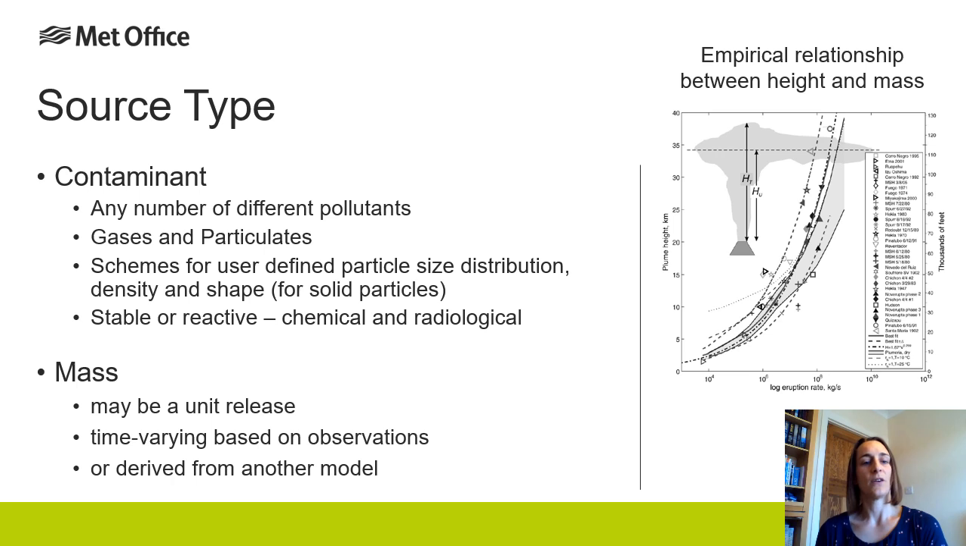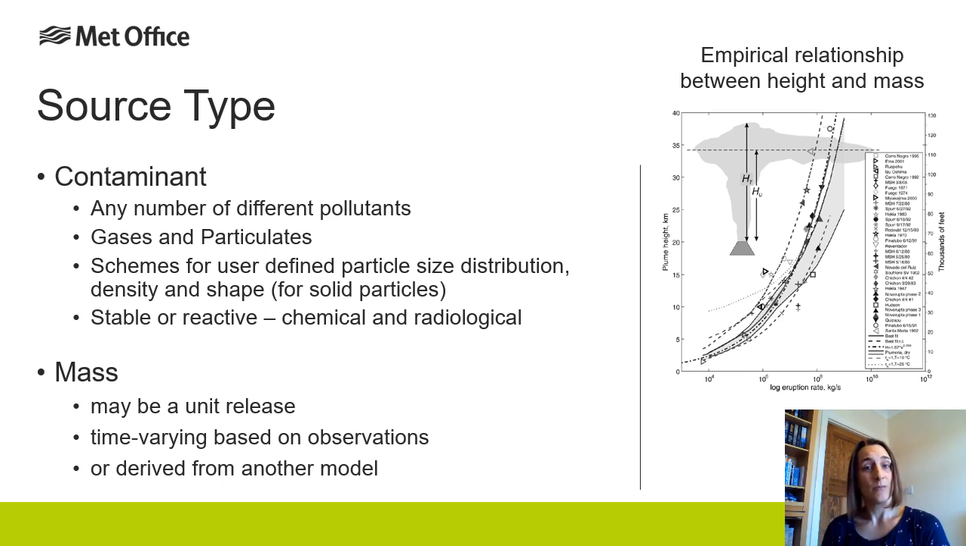You need to also specify how much of it there is. And again, in some instances, particularly if something has just happened, in the Met Office we often don't know how much there is, and so we have to make some assumptions or just work with what we would call a unit release. So that's just saying, well, we need to know where something may be going to. It doesn't actually matter at this point in time how much there is, so we'll just use 1 gram per second or 1 gram per hour, which is a quantity that can easily be scaled up.